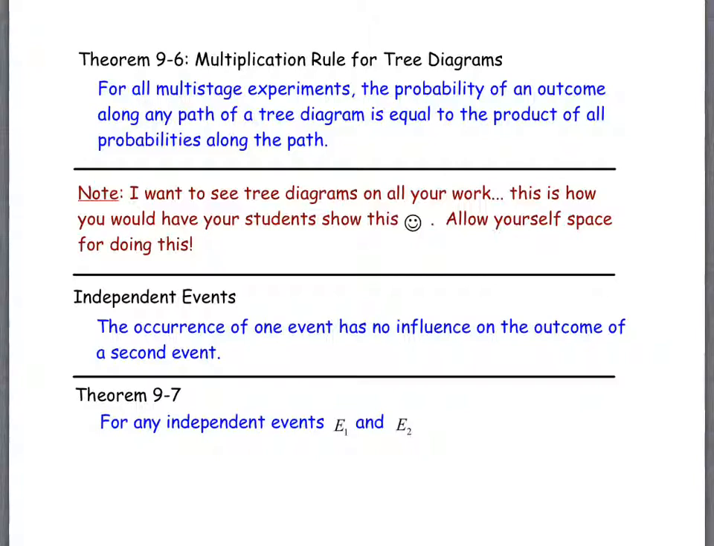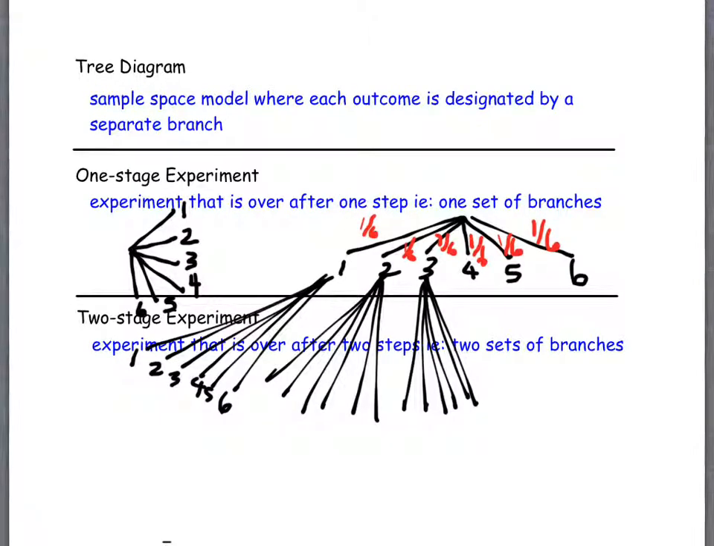There is a multiplication rule for tree diagrams. For all multi-stage experiments, the probability of an outcome along any of the paths of a diagram is equal to the product of the probabilities. So let me go back to the picture that I just had so that I can talk about what that means. If I wanted to know the probability of rolling a 1 and then a 1, I could talk about that based on the two probabilities of these branches. This is a 1/6 probability. There's a 1/6 probability the second time that I roll a 1.